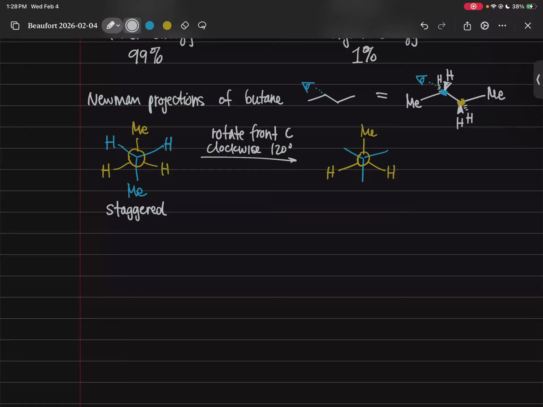Okay, and now we're deviating from the way we've drawn it in the skeletal structure, so don't try and compare those two directly. Okay, the front carbon has been rotated clockwise by 120 degrees. So that means the methyl group is going to move from the south to the northwest. And then those two hydrogens are going to move clockwise. So we've got a hydrogen here and a hydrogen here.